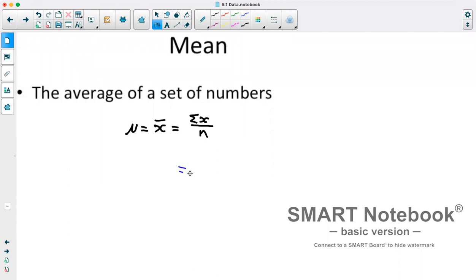So for example, if let's say we had 5 values, it would be x1 plus x2 plus x3 plus x4 plus x5. That would be what this part up here is. And then because we had 5 values, our n would be 5.